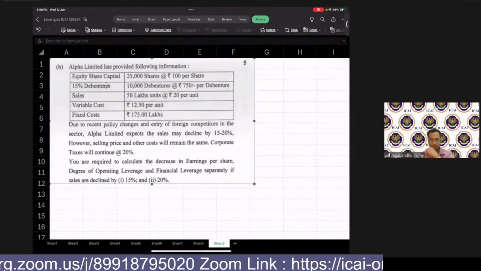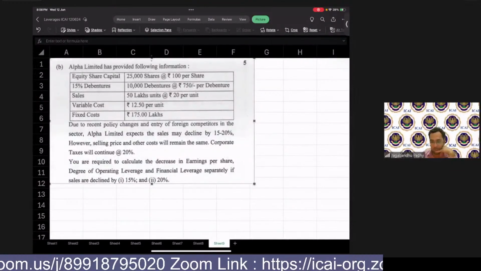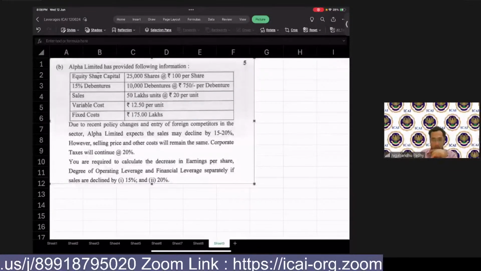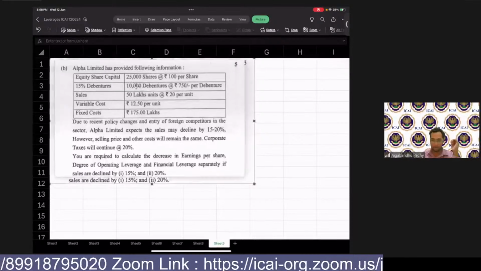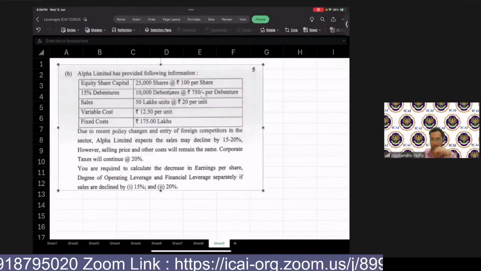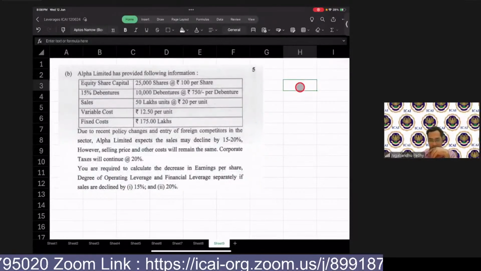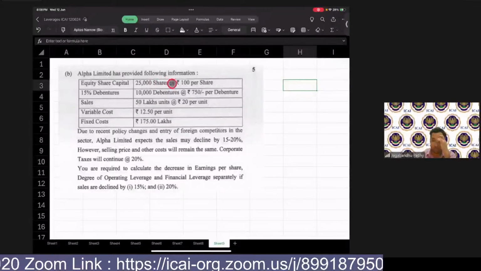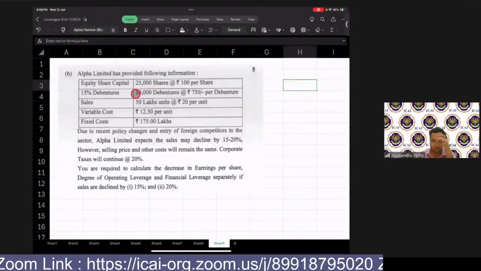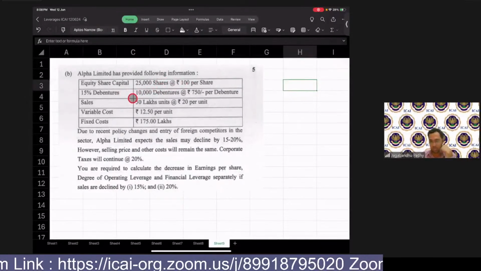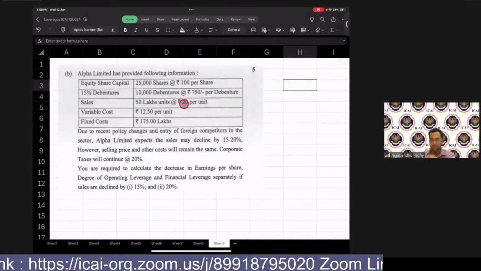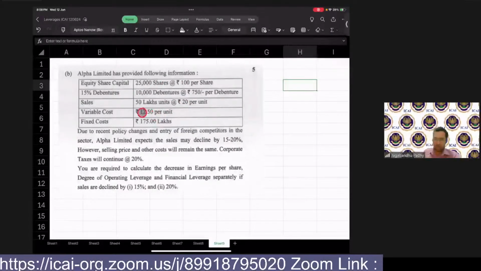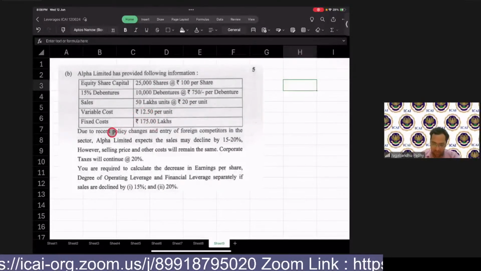Alpha Limited has provided the following information. Equity share capital, 25,000 shares at rupees 100 per share. Debentures, sales of 50 lakh units at rupees 24 per unit. Variable cost is 12.5, fixed cost is 175 lakhs.